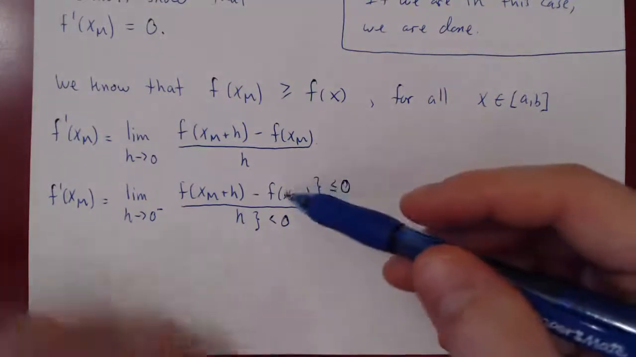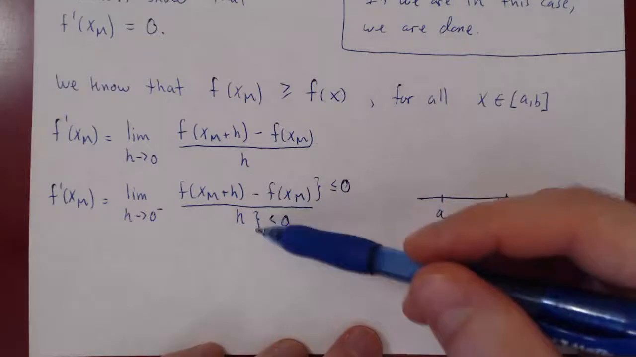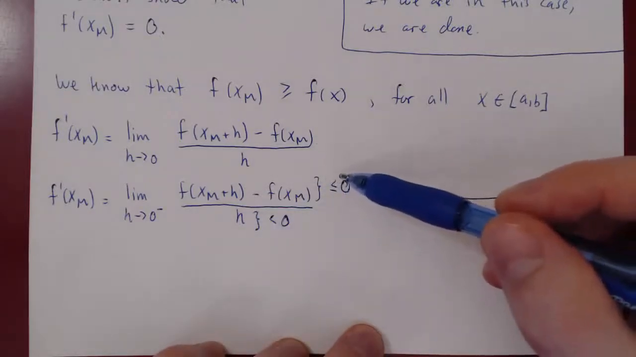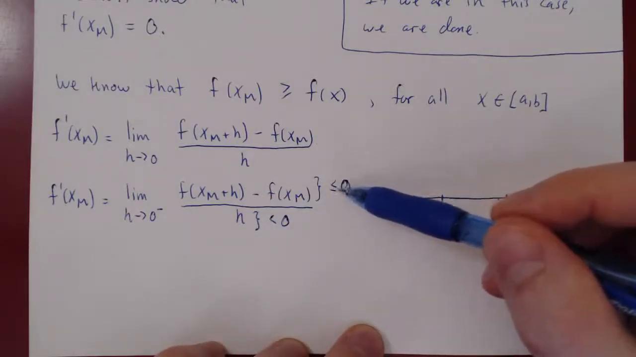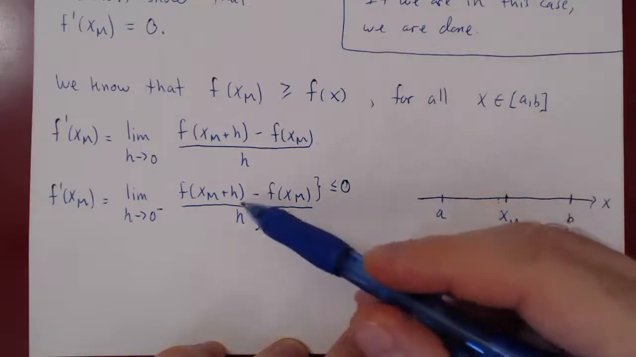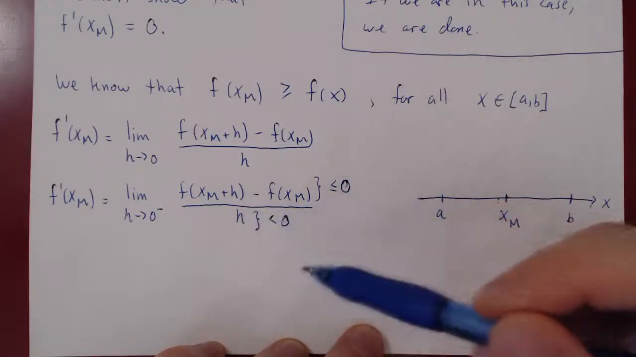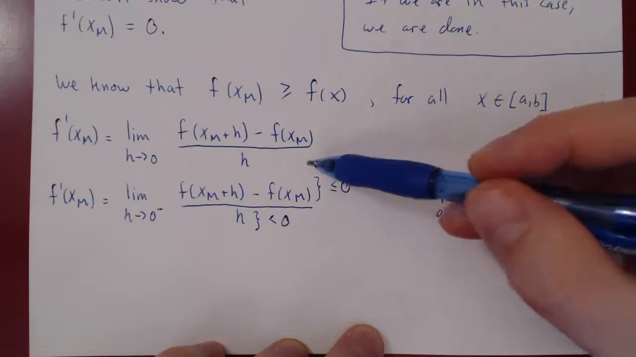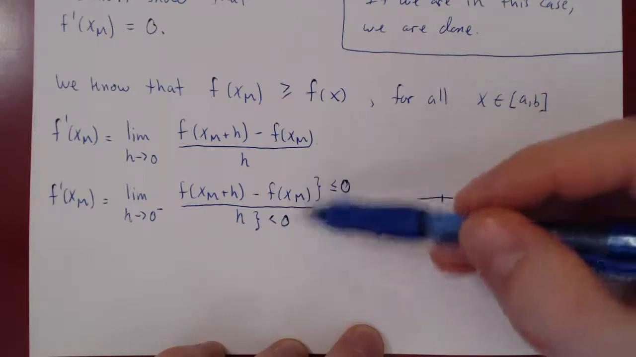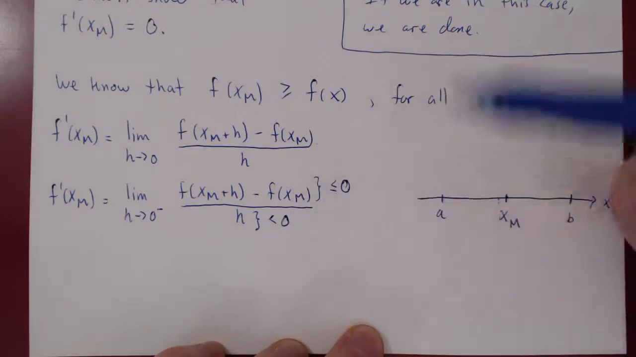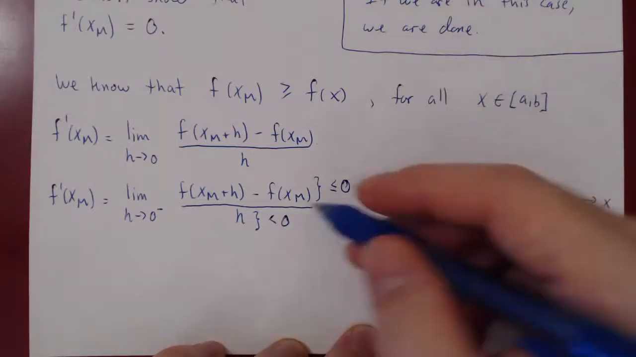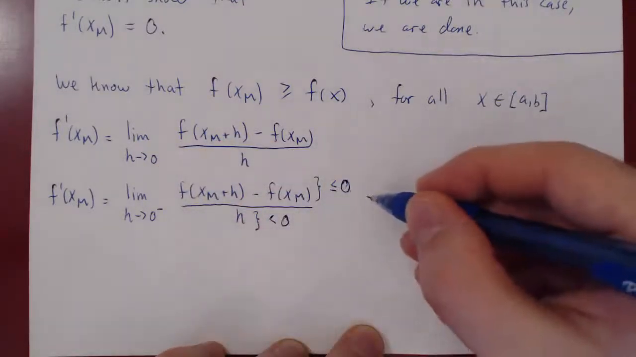But think of it now. You take the limit of this fraction, the numerator is always less than or equal to 0, and h is always strictly less than 0. So something at most 0 over something negative can only be either positive or 0. So the derivative must be greater than or equal to 0.